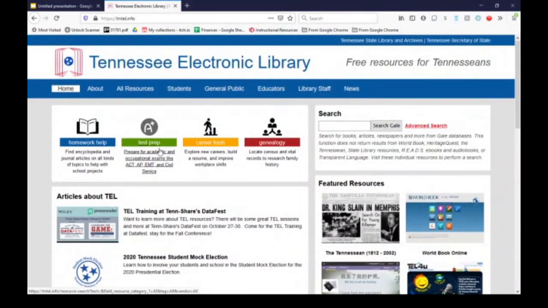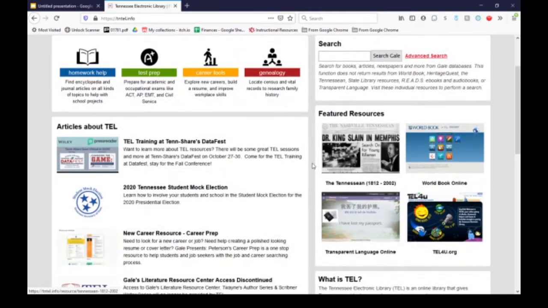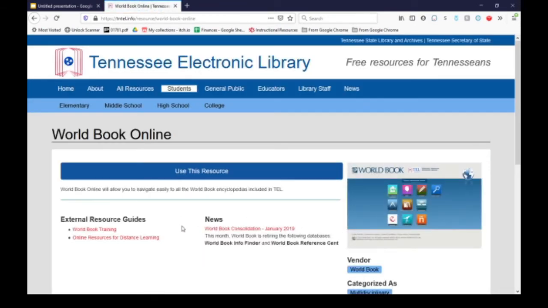They have homework help, test prep, career tools, records about citizens, genealogy. And then down here on the side, it has featured resources. So it has archives of a famous magazine, The Tennessean, language resources, TEL for You, and then there's this one called World Book Online. I need you to click that one.